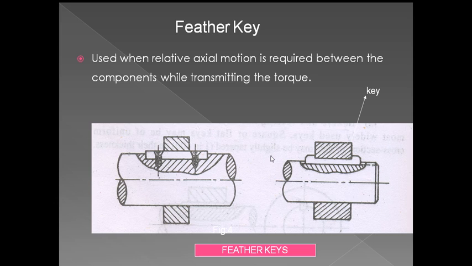A feather key is used when relative axial motion is required between the components while transmitting torque. So where axial motion is required, there we can use the feather key. Here the hub can be axially moved to and fro on the shaft whenever required. The key is attached to one member of the pair. Here the key is attached to the shaft with screws.